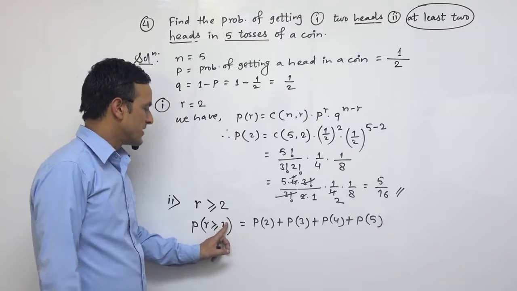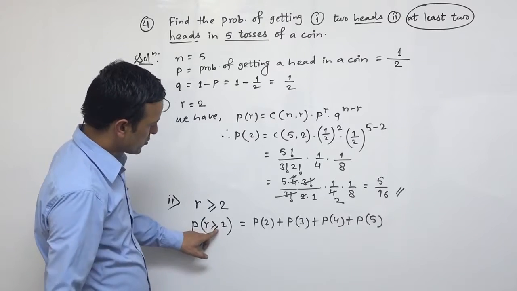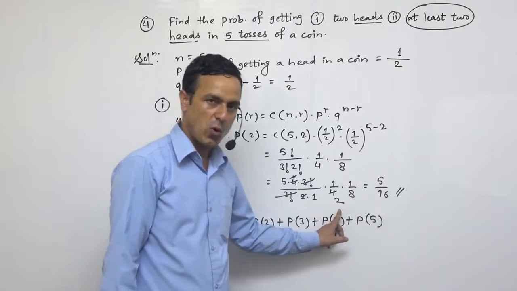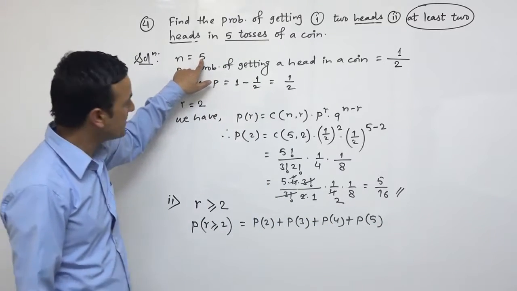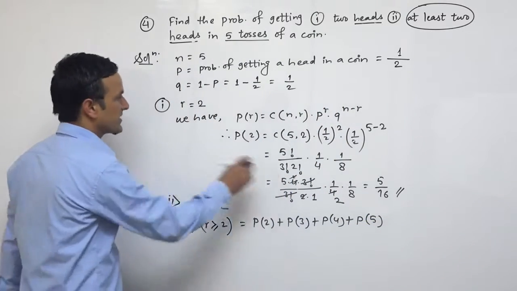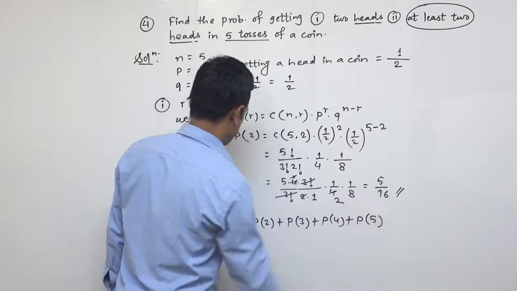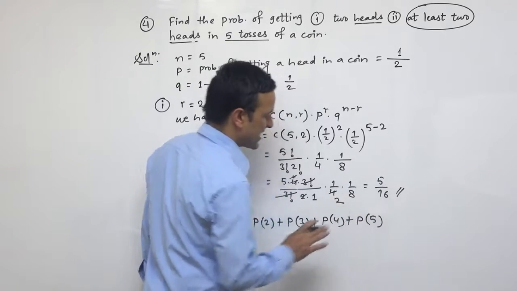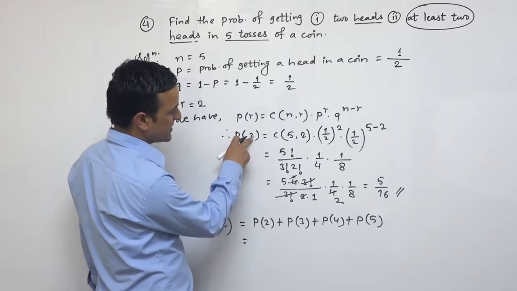R greater or equal to 2 means we can also write exactly 2 because equal to is there. And more than 2 means it is 3, and it is 4, and it is 5, because our total number of experiments is 5, so it does not exceed 5. We must write only up to 5, we cannot cross 5. Now, since we have these 4 events, we can find the value of each of them separately.